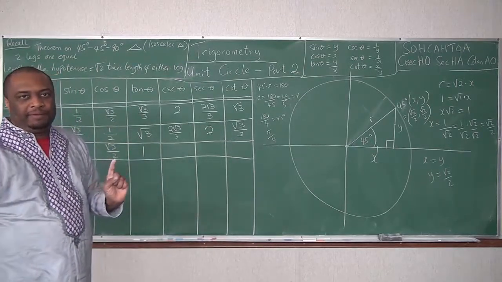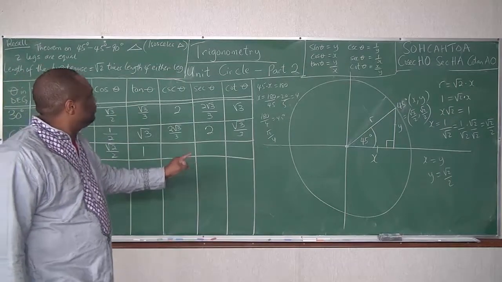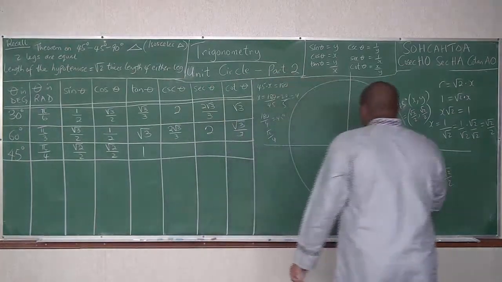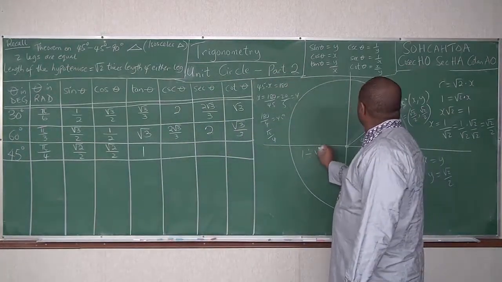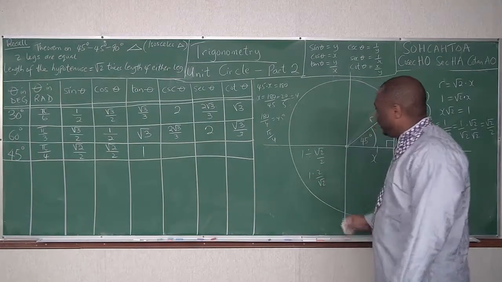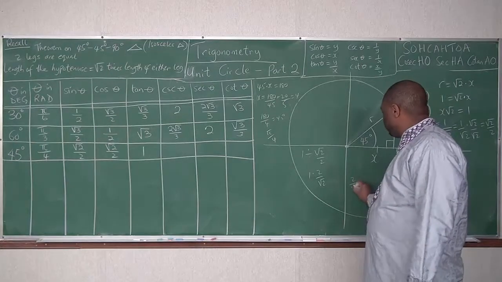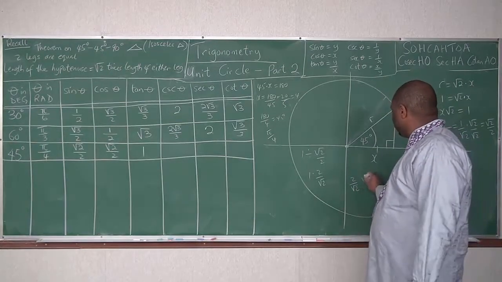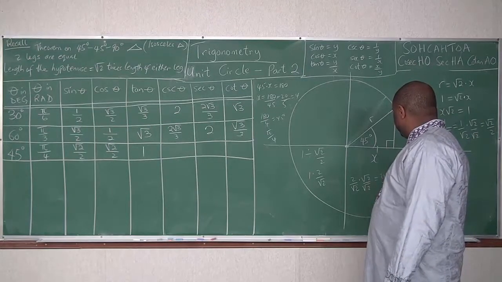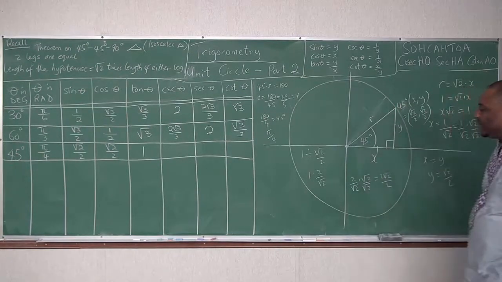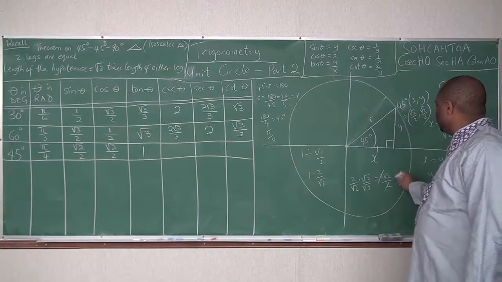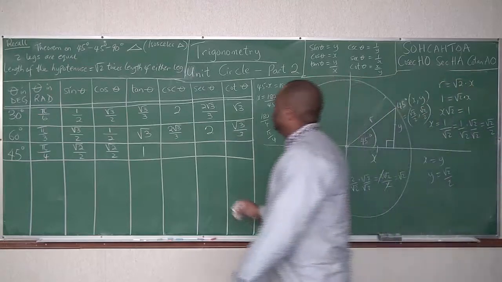Cosec 45 is what? 1 over y. So that will be 1 divided by what? √2 over 2. 1 times 2 over √2. Okay, this is 2 over √2. Rationalize it, times √2 over √2. That is what? 2√2 over 2. Are you with me? 2√2 over 2. Bam, bam. That is just √2. This is just √2.